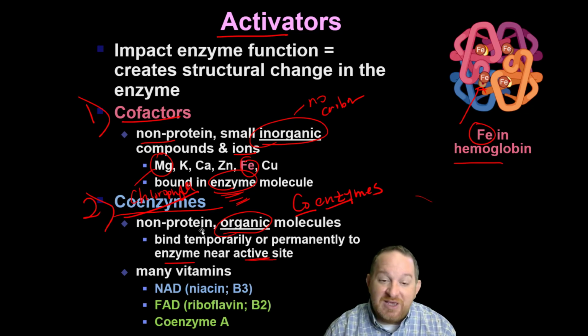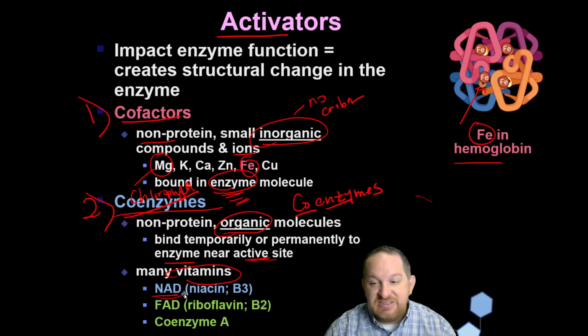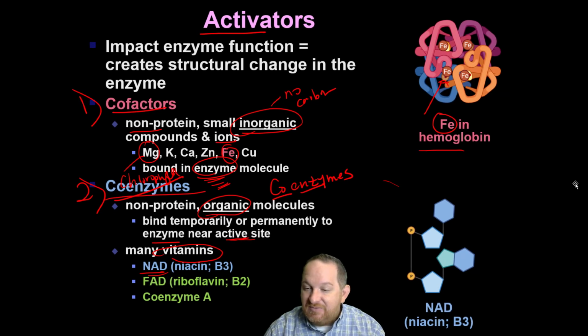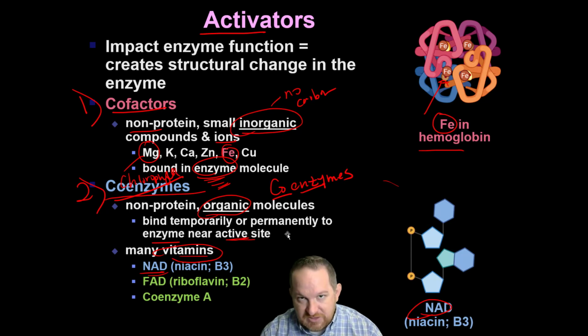So when you think of people taking vitamins, vitamins are actually coenzymes that help reactions take place. So there's NAD, vitamin B3, and when we learn a little bit more about the metabolism in the next few chapters, we'll find that NAD is also an electron carrier that is involved in metabolism. Okay, so the activators, two types. Cofactors are small little ions or inorganic compounds. Coenzymes are larger organic molecules like vitamins, which bind near the active site of the enzyme to increase the rate.